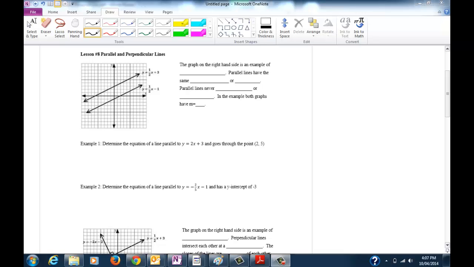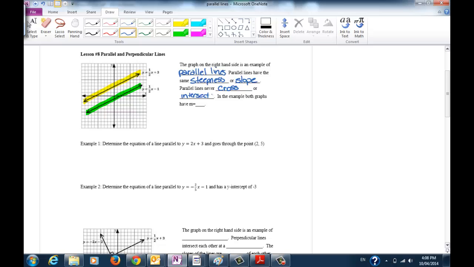So today we're going to look at parallel and perpendicular lines. Okay, so looking at our graph here, we have two lines, and this is an example of parallel lines. Parallel lines have the same steepness, or steepness is also called slope. And parallel lines never cross or intersect. Okay, so they never cross or intersect.